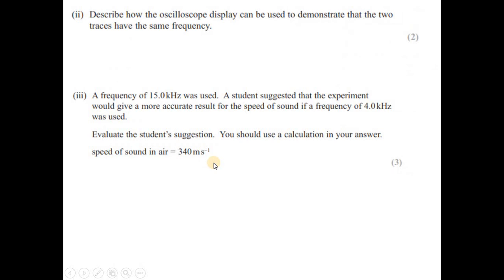Describe how the oscilloscope display can be used to demonstrate that the two traces have the same frequency. Clearly, you know that the oscilloscope horizontal axis shows the time axis. Always in an oscilloscope, the horizontal axis is the time axis, so the number of waves generated divided by the time on the axis gives you the time period, and the reciprocal of the time period is frequency. So if they have the same time period, they must have the same frequency.